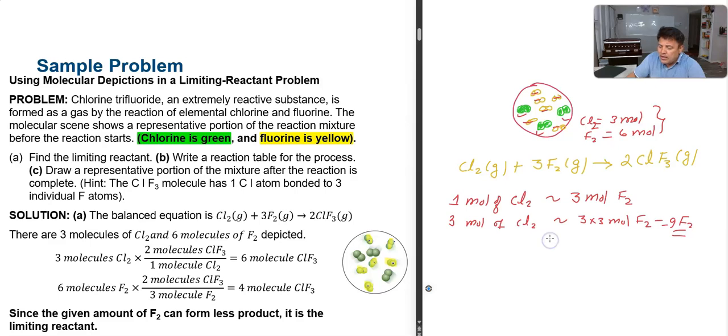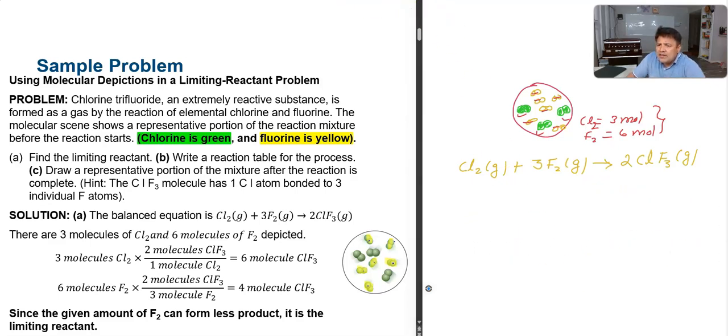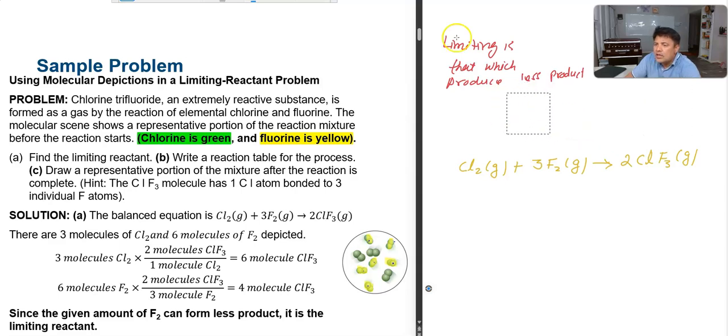But this is the way. But how do we calculate that, right? Let's calculate a little bit. We need a better idea. So the better idea is, the limiting is that which produces less product. If you completely use all of these reagent and it produces the less amount of the product, then that is your limiting.